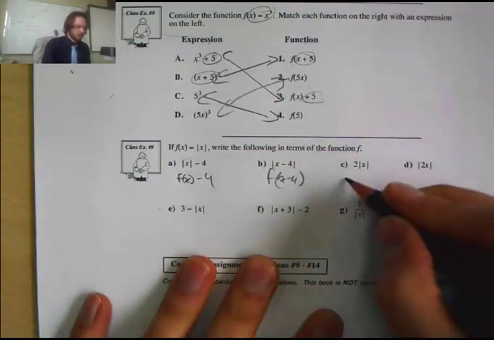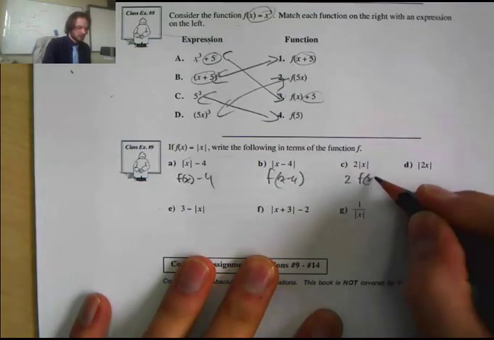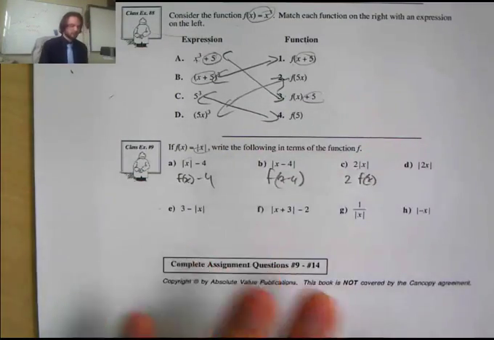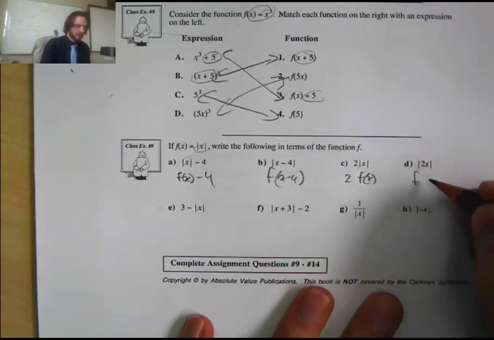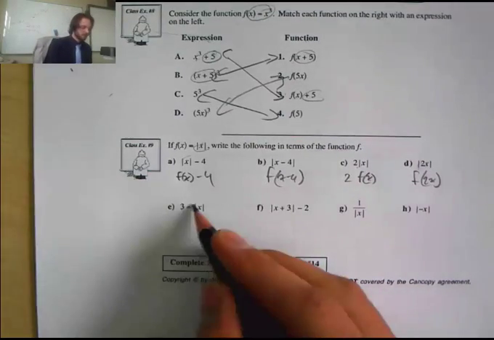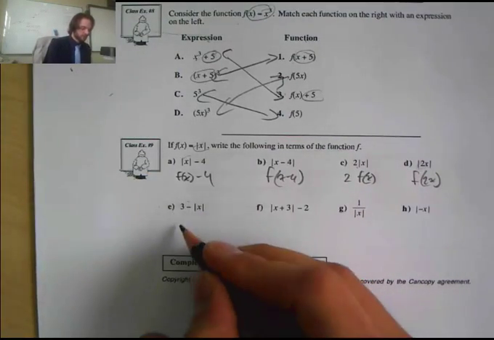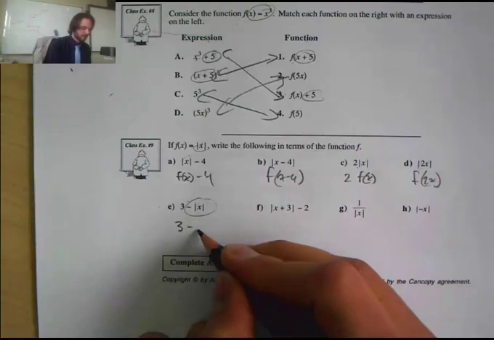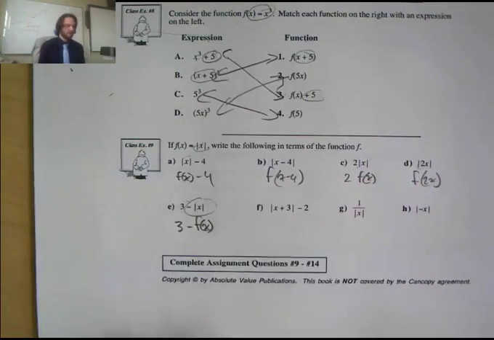Okay? Here we have 2 f of x. Because this part was just multiplied by 2. Next one, we have the 2 inside. So x is replaced with 2x. See how that's happening? This one right here, we have 3 minus. So it's 3 subtract, that's f of x. Because that there is f of x.